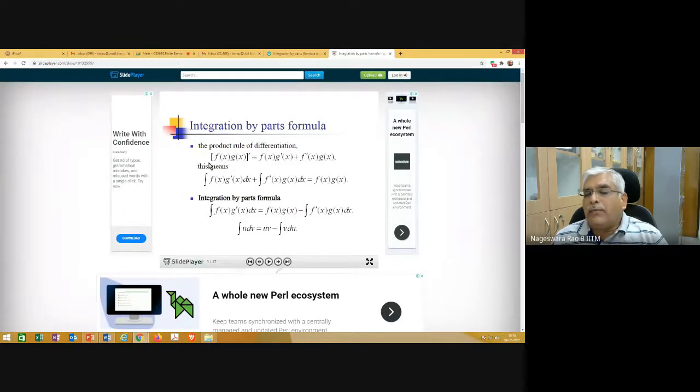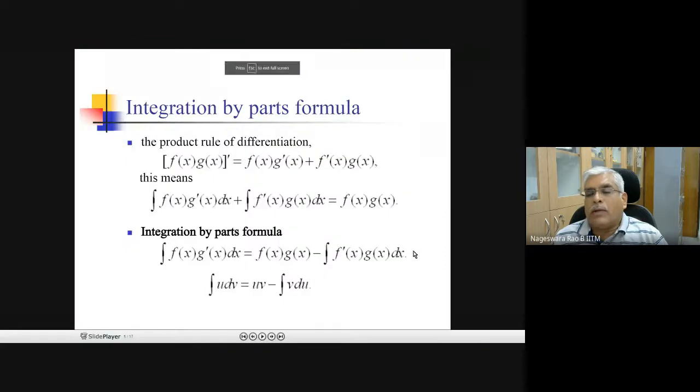So when you integrate the first term, it's going to become f times g, and here it's going to be integral f times derivative of g dx, integral f prime multiplied by g dx, and you rearrange that. That is what this equation is. And then you rearrange this, then you get whatever we have seen. And same thing is written here as well.